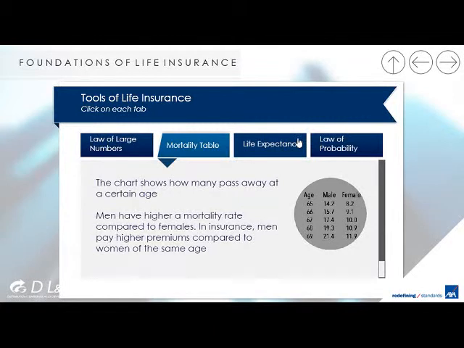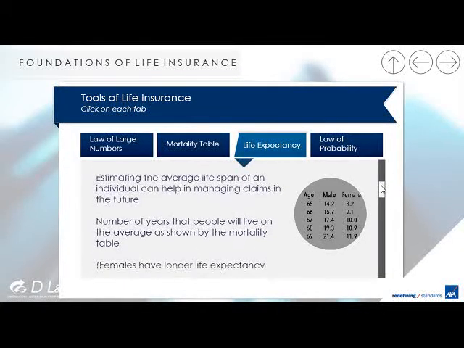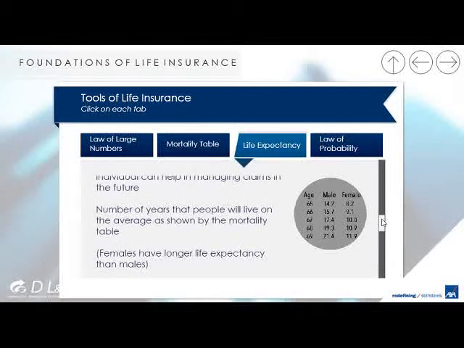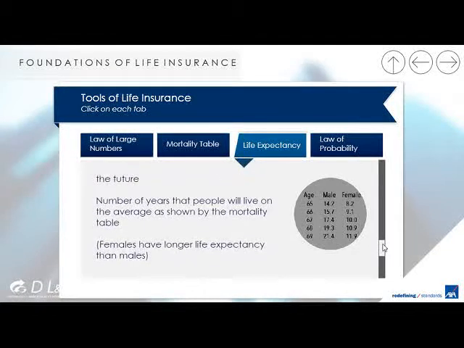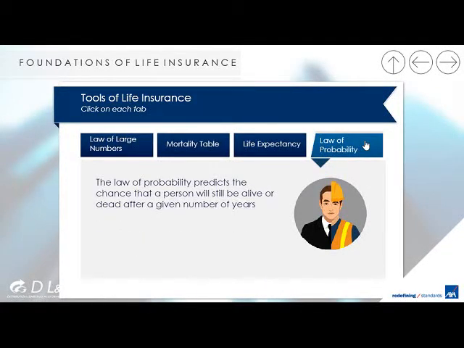Law of probability. The law of probability predicts the chance that a person will still be alive after a given number of years. For example, if someone were to get sick in the city, what are the chances that this person would be able to buy medicine or go to a hospital? You could say the chances are pretty high. Now, what if an individual gets sick somewhere in the mountains or in the forest? What are the chances that this person will be able to get medical attention right away and survive the ordeal? You could say pretty slim.